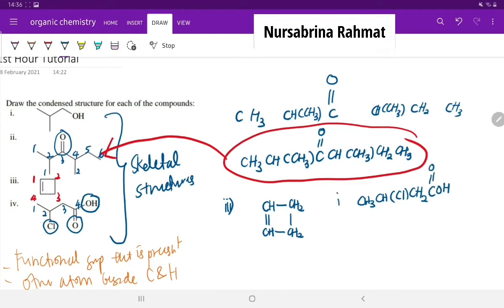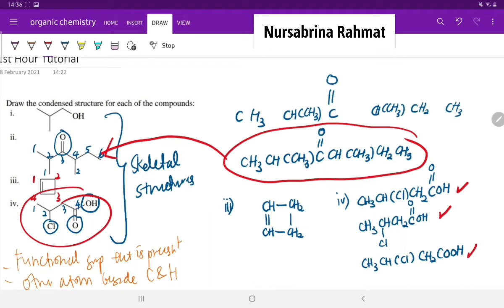Alternatively, you can also write it as CH3, CH, and then this Cl shows the functional group that is present, CH2, C double bond O, OH. Or you can simplify the C double bond O, OH to make it CH3, CH, Cl, and then CH2 and COOH. So these are the 3 options for answering question number 4 for the condensed structure formula for this compound. There are 3 different ways, but all of them are considered correct for your condensed structure.